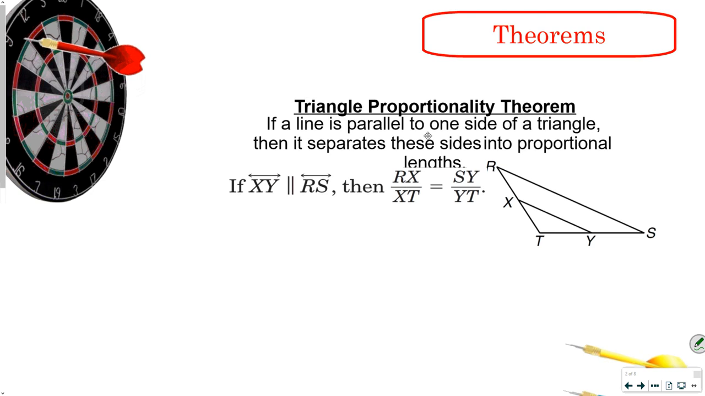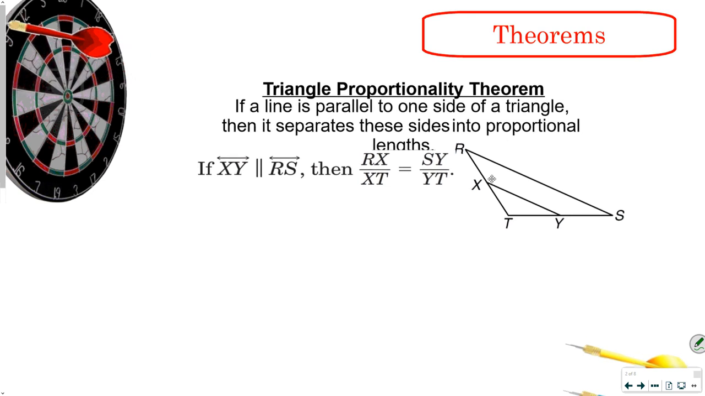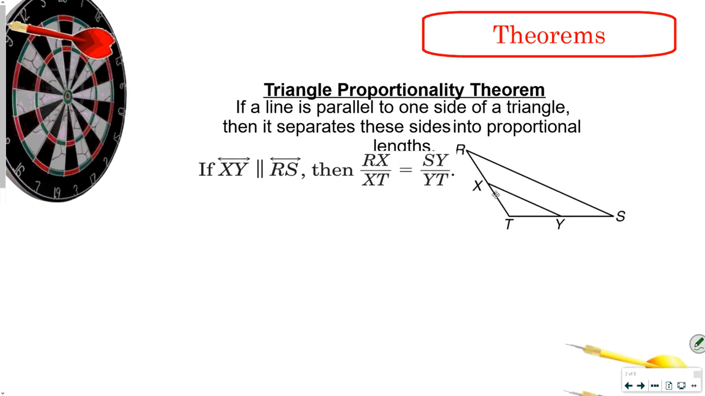This is a lot more fun on the smartboard where you can actually fling it and throw it, but we'll work without it. Triangle proportionality theorem: if a line is parallel to one side of a triangle, then it separates these sides into proportional lengths.